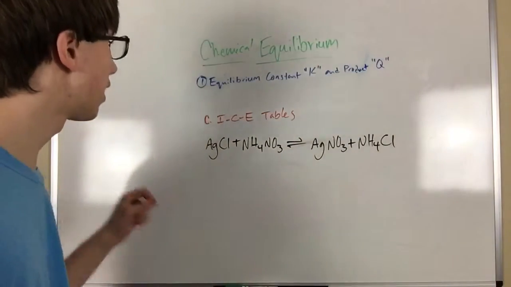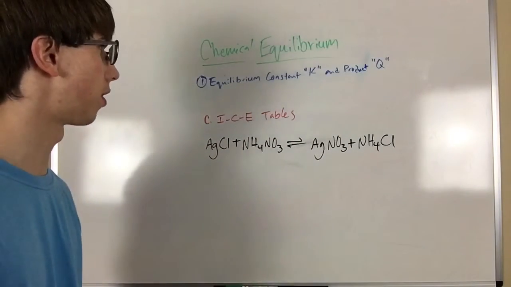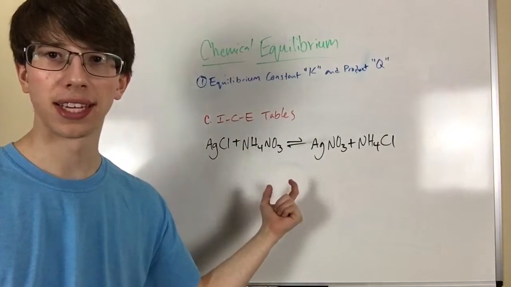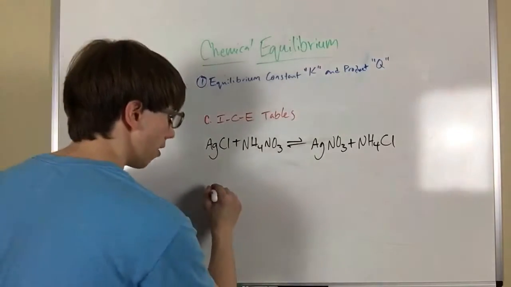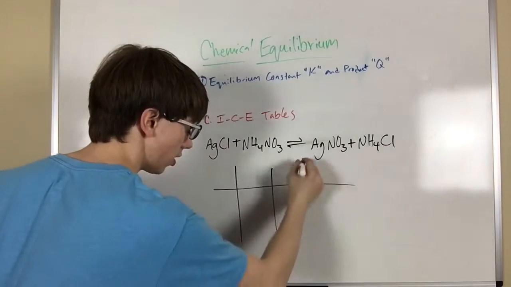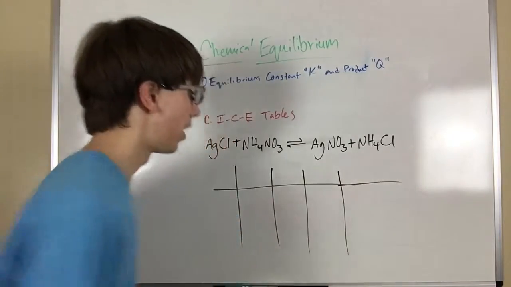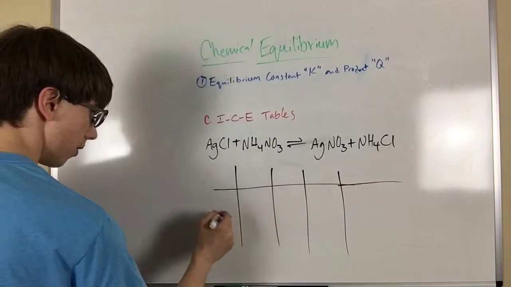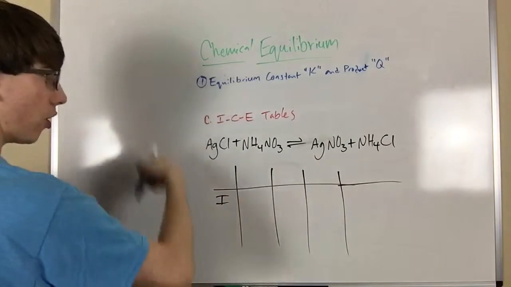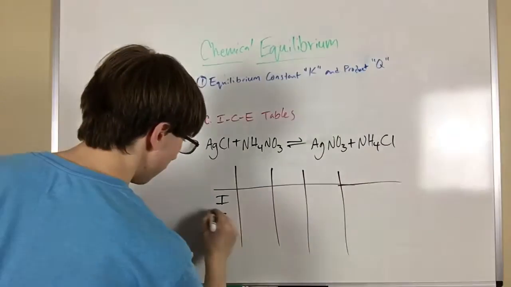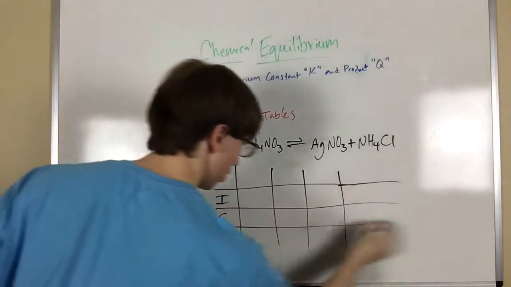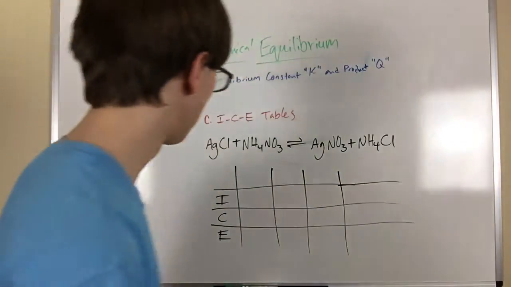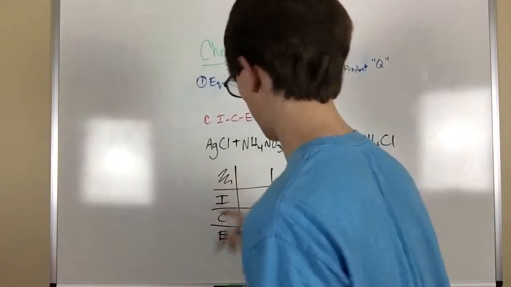So now we'll get into the last part of the equilibrium constant K and product Q. So say we have this reaction currently not at equilibrium, okay? So we'll set up this chart known as an ICE, or ICE table. And so this is your I, meaning your initial concentration, your C, meaning your change in concentration, and your E, meaning your equilibrium concentration. Okay? This space is not used.